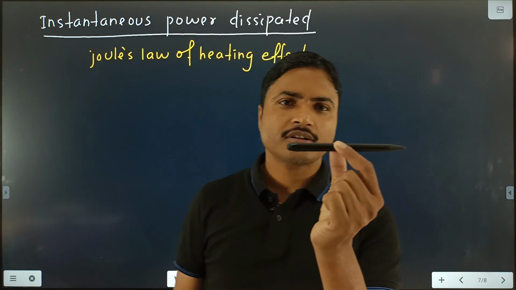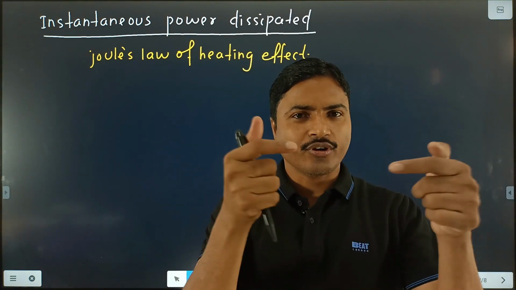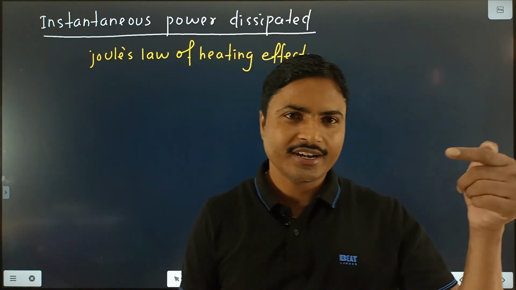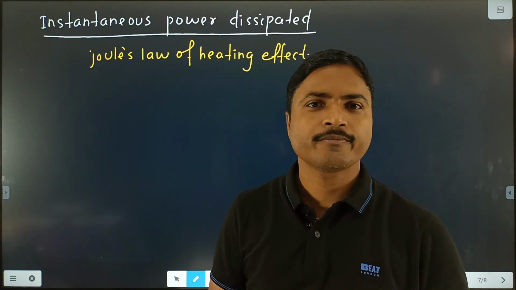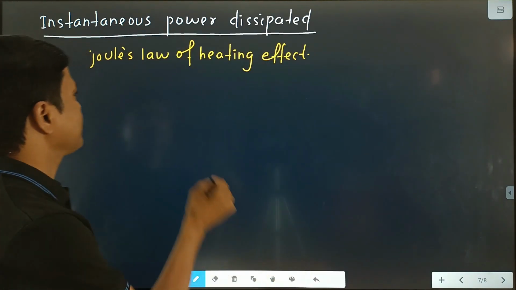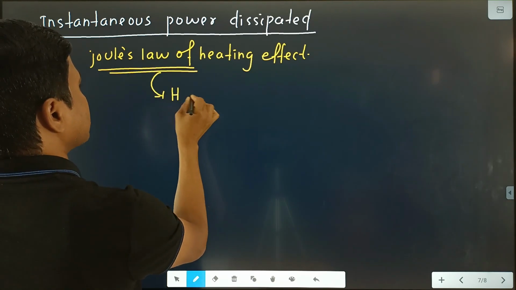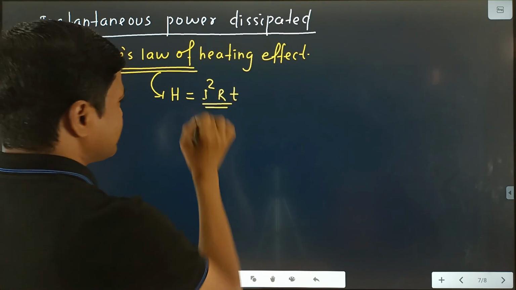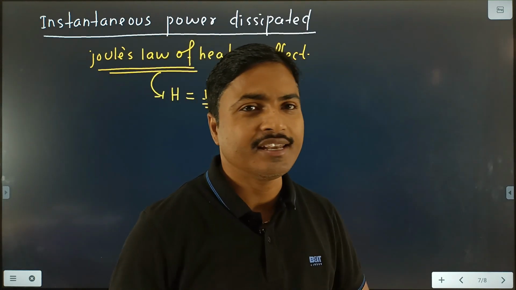Suppose you take a conductor or a resistor and current is flowing through it. Then heat is produced, and the amount of heat produced, you know, that is H. H is equal to I square R T. You know this expression. Here I is the current, R is the resistance, T is the time.